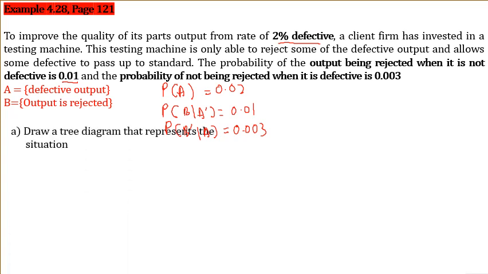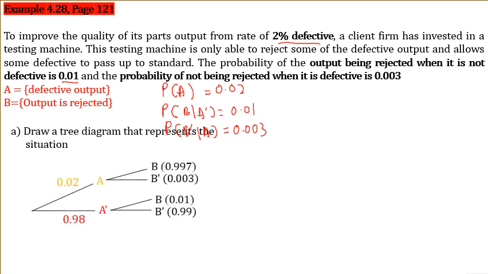Okay, the question is draw a tree diagram that represents the situation. Okay, so this is the situation: 0.02 for A and the remaining for A complement, not defective output. B is output rejected, B complement 0.003 and the remaining 0.997 is rejected. And for the A complement, rejected 0.01 and not rejected 0.99.